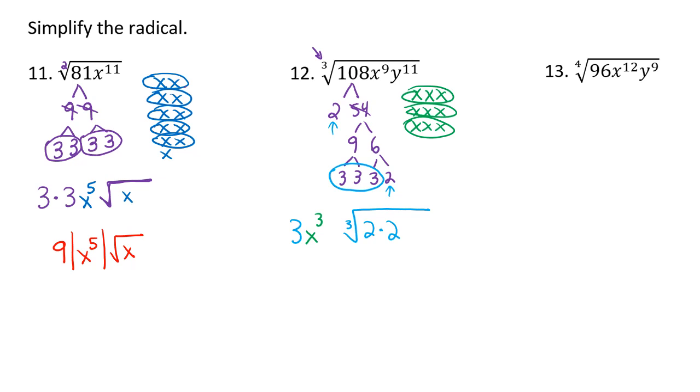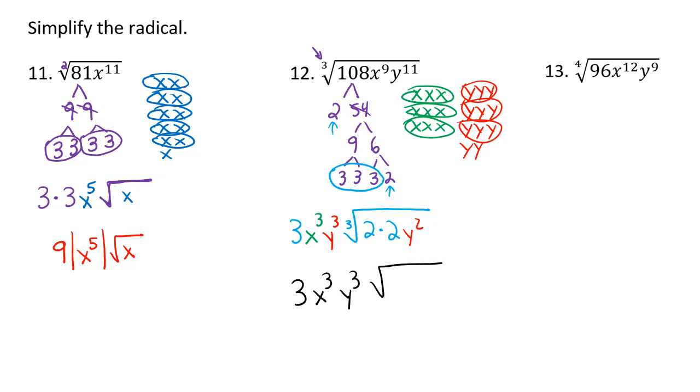I'm going to do the same thing with the y's. I have 1, 2, 3, 4, 5, 6, 9, 10, and 11. 1 circle, 2 circle, 3 circle. Y to the 3rd. But we have 2 y's left over, so it's going to go inside. Time to clean up the problem. 3 x to the 3rd, y to the 3rd. Don't forget your index, which is a 3. 2 times 2 is 4, y squared.